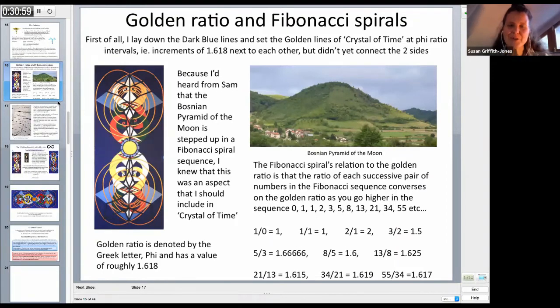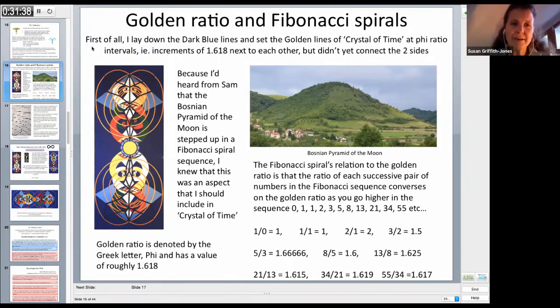So I'm looking also at the golden ratio and Fibonacci spirals. And again, because everything that I'm embedding into the crystal of time needs to revert back to the Bosnian pyramids. I'd actually heard from Sam that the Bosnian Pyramid of the Moon is stepped up in a Fibonacci spiral sequence, and I knew that this was an aspect that I should include in the crystal of time. And here on the right, this is the Bosnian Pyramid of the Moon. It doesn't look so big here, but it is taller than the Pyramid of Giza in Egypt.